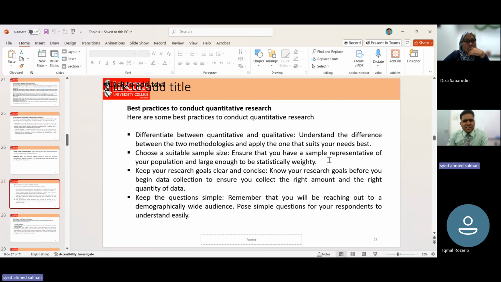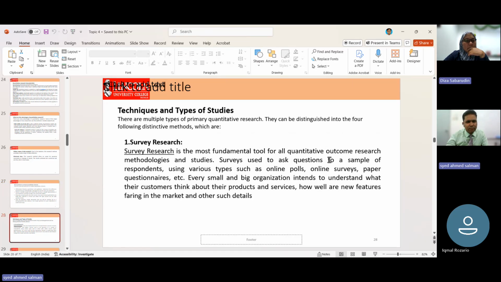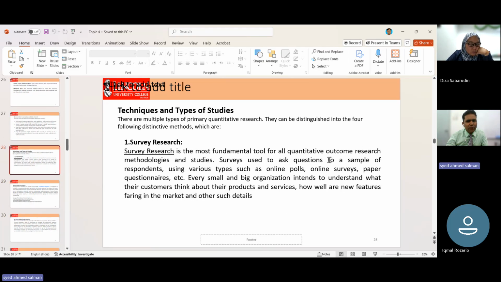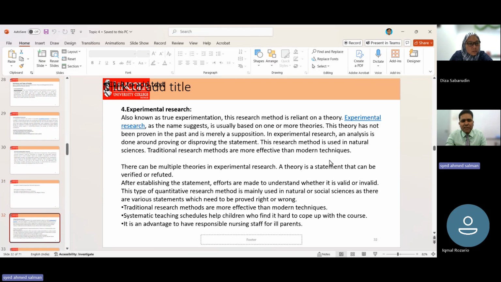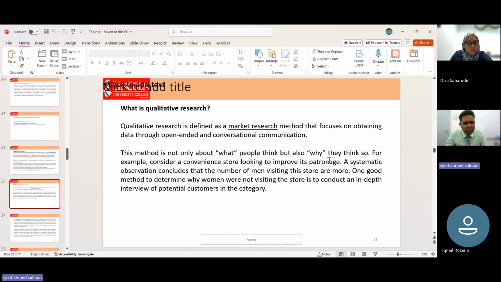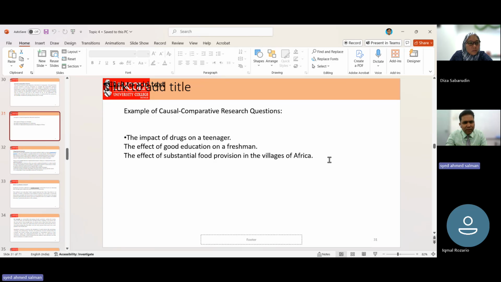Do you understand the best practices to conduct quantitative research, right? Okay, now here we are going to understand techniques and types of studies of quantitative research. There are multiple types of primary quantitative research. They can be distinguished into the 4 following methods, which are survey research, correlational research, causal comparative research, and experimental research.